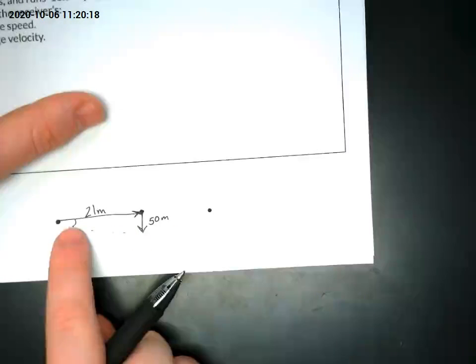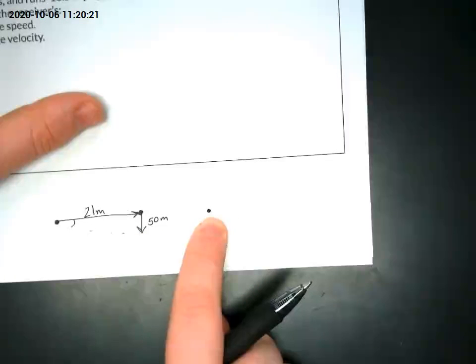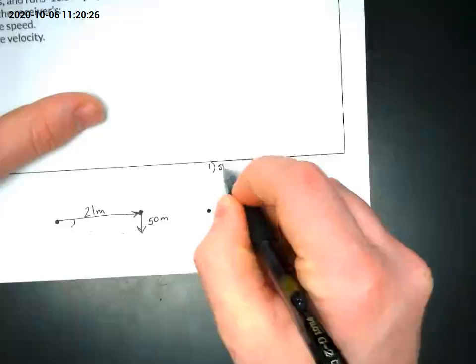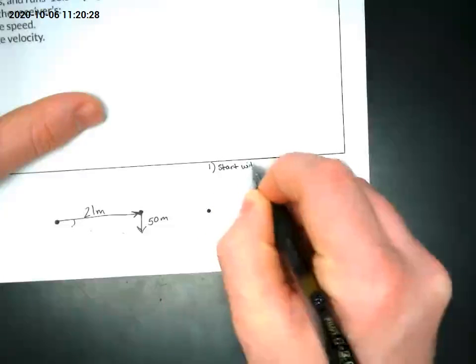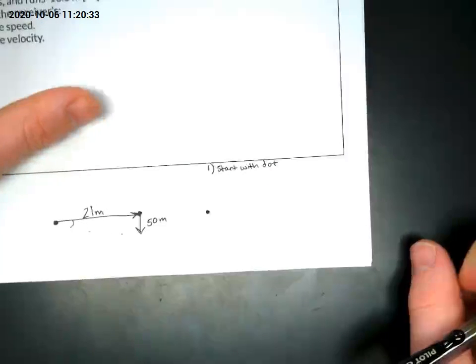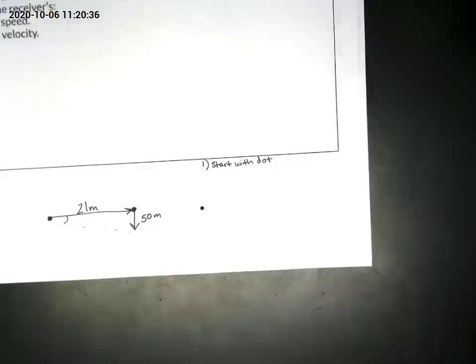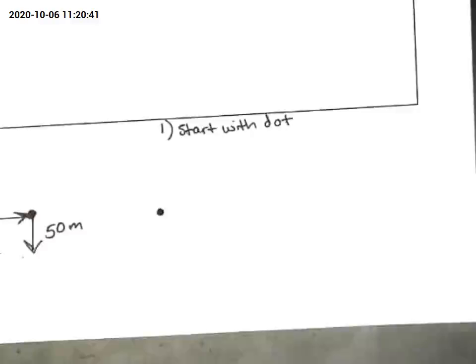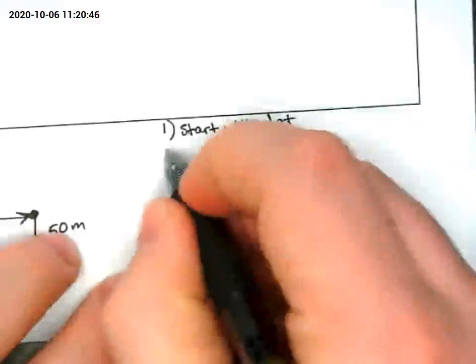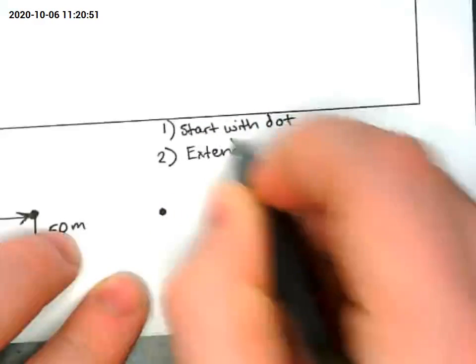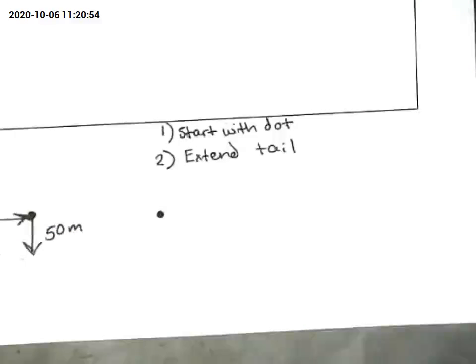So when we're drawing vectors, we start with our starting dot. That's probably rule number one. So first step, start with the dot. I'm going to zoom in a little bit just so it's easier to see. So we start with our dot, and then the next thing we're going to do is extend the tail.